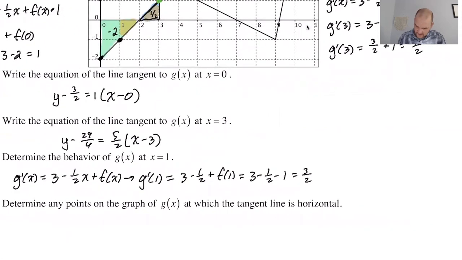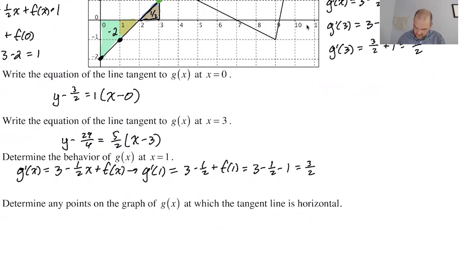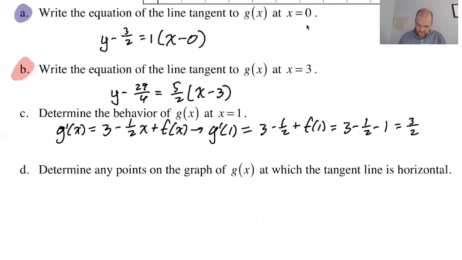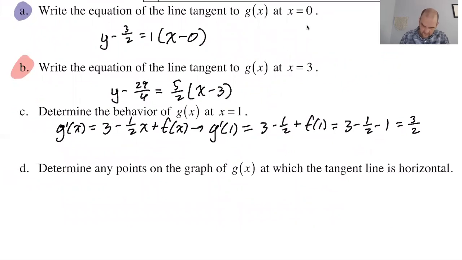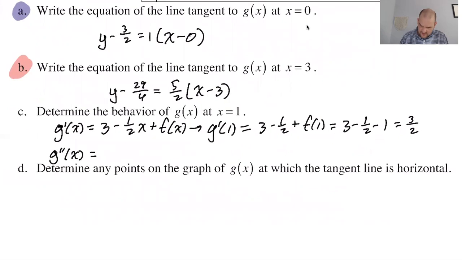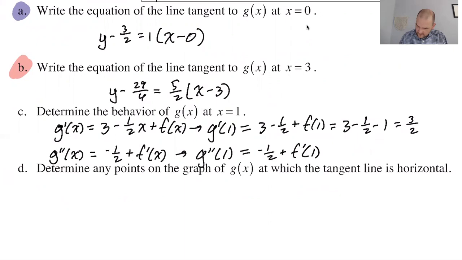So I'm going to move this up a tiny bit so I can fit g double prime underneath it, I think. So we'll move this up here. All right, let's do g double prime. So g double prime, that's the lasso tool. I wish you could see when I do that so that the thing I say makes sense, but so be it. So the derivative of 3 is 0, the derivative of negative 1/2 x is negative 1/2, and the derivative of f is f prime. Okay, so that means that g double prime of 1 is negative 1/2 plus f prime of 1.